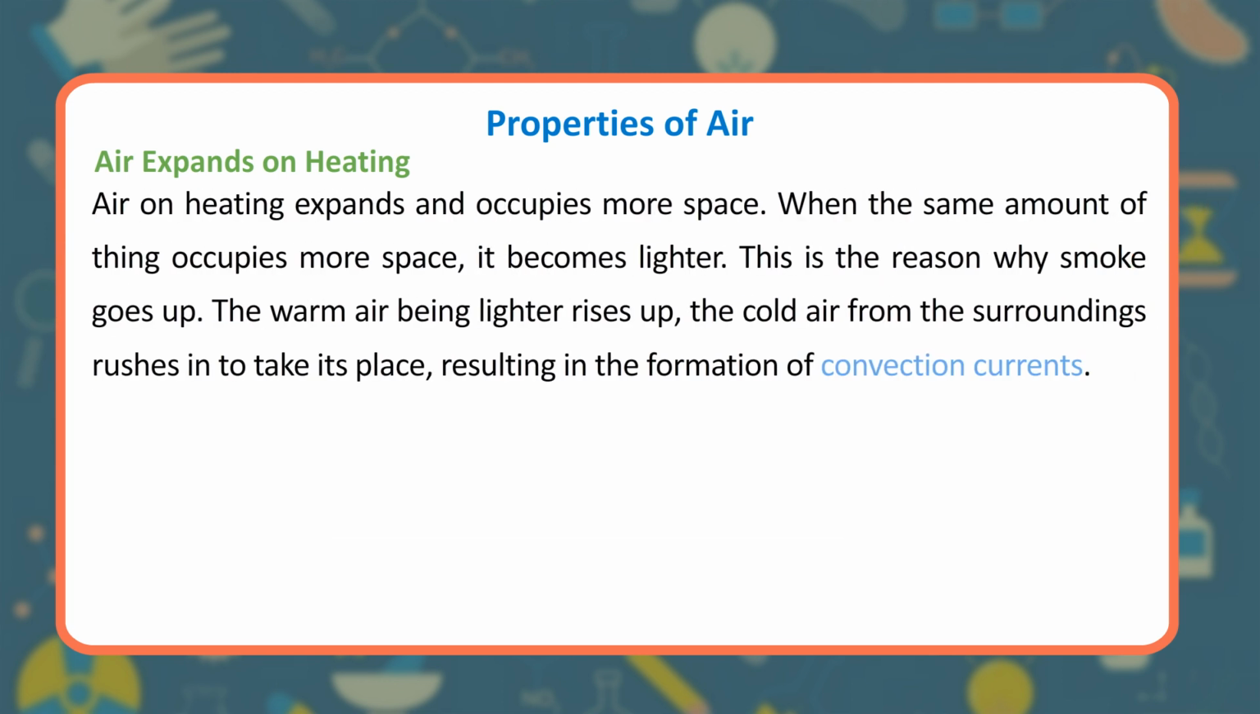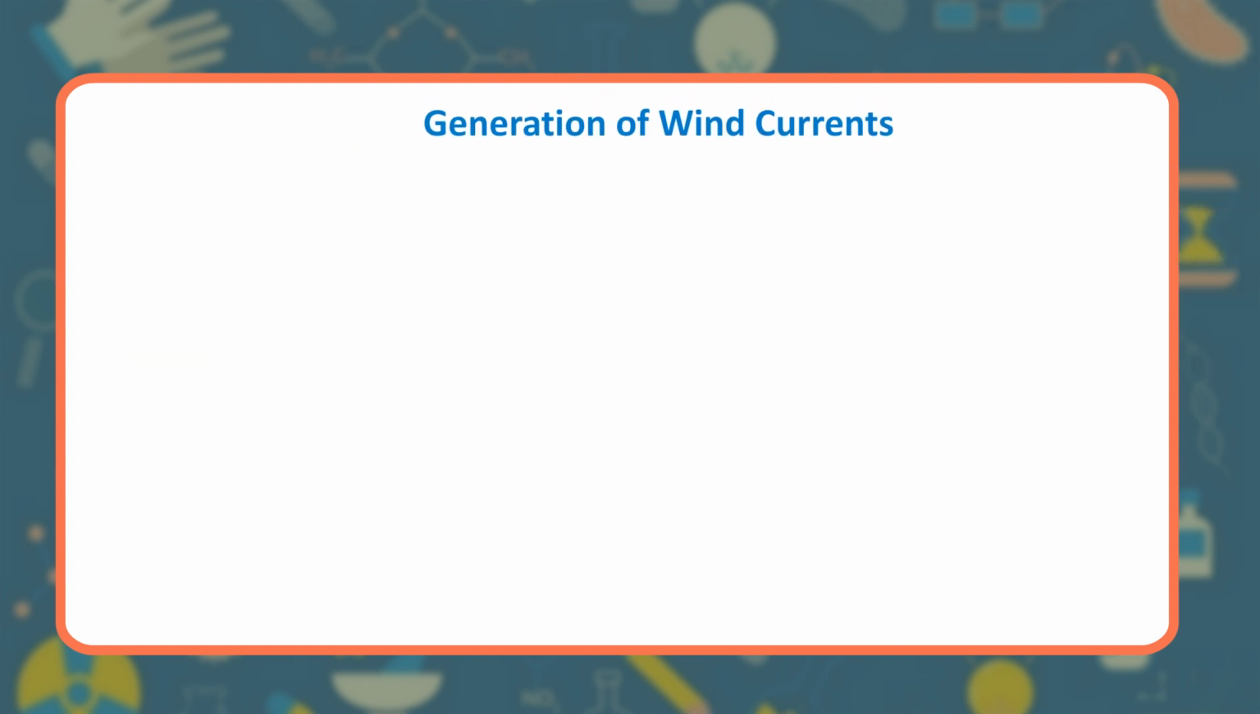Air on heating expands and occupies more space. When the same amount of thing occupies more space, it becomes lighter. This is the reason why smoke goes up. The warm air being lighter rises up. The cold air from the surroundings rushes in to take its place, resulting in the formation of convection currents.